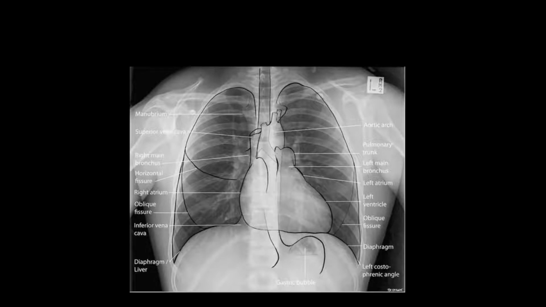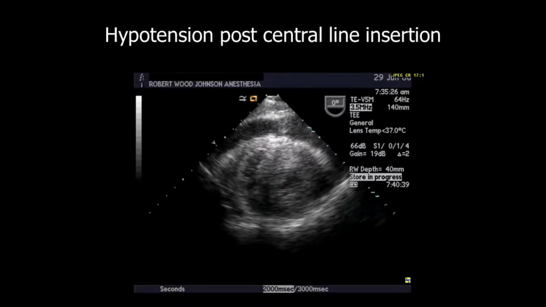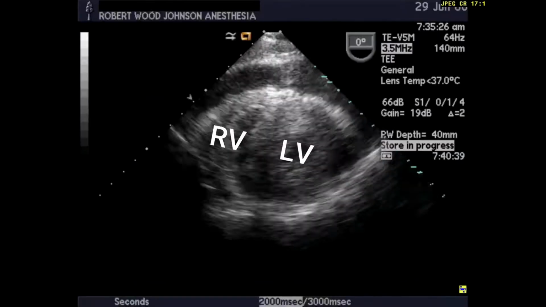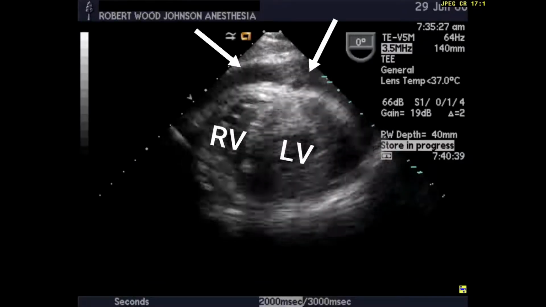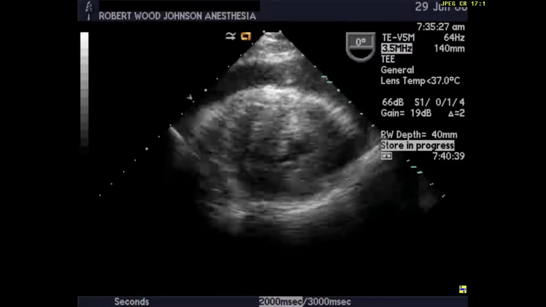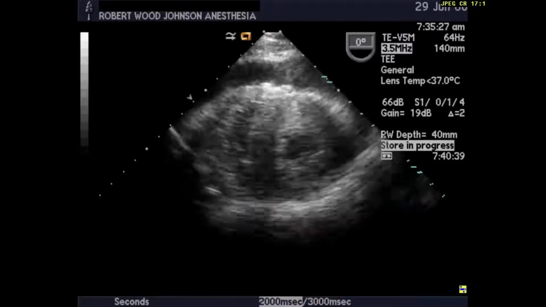This is a patient who had a central line placement and got hypotensive. Note the pericardial effusion post-placement. He was rushed into the operating room. He was going to have heart surgery, so a TEE was placed and noted pericardial effusion with tamponade physiology. Sternotomy was done, and the patient did well.